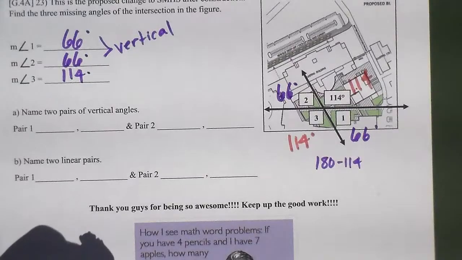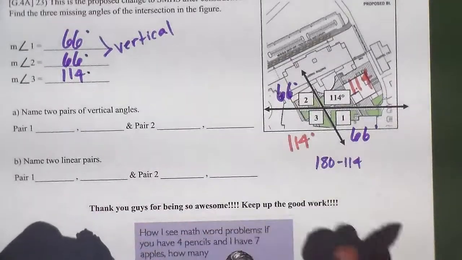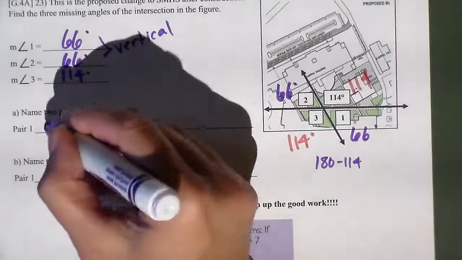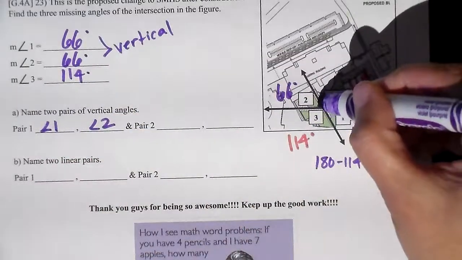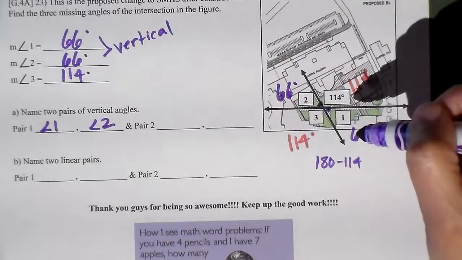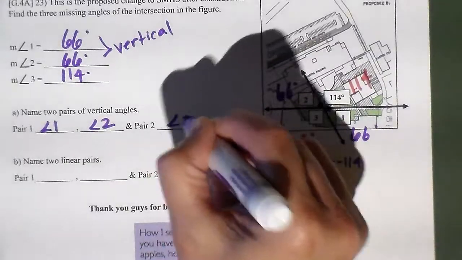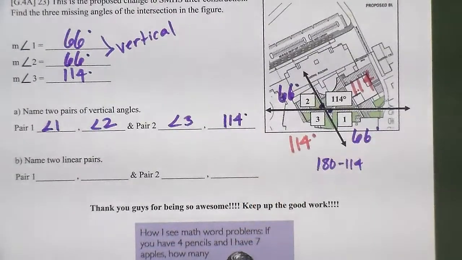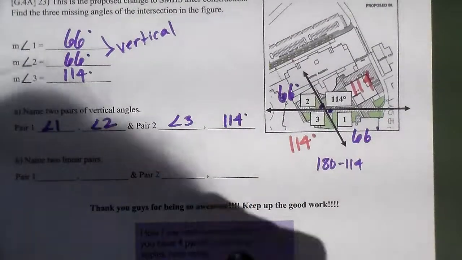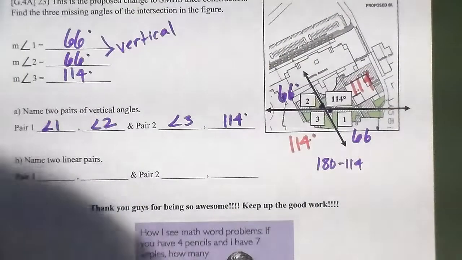And then the last task you had was to name some pairs. Let's name two pairs of vertical angles. The first one would have been angle 1 and angle 2. You see them here? Those are vertical. And the other one would have been angle 3 and the angle that measured 114, because I didn't give you an angle name for that. Those are your verticals.